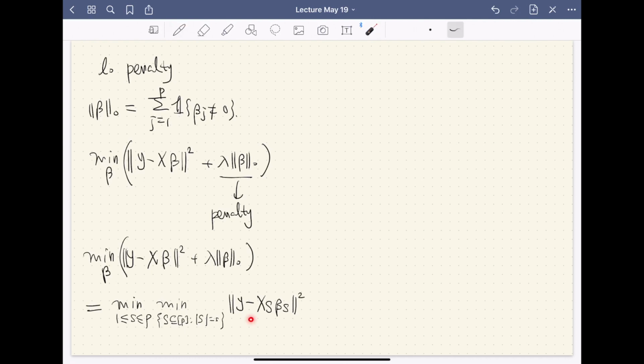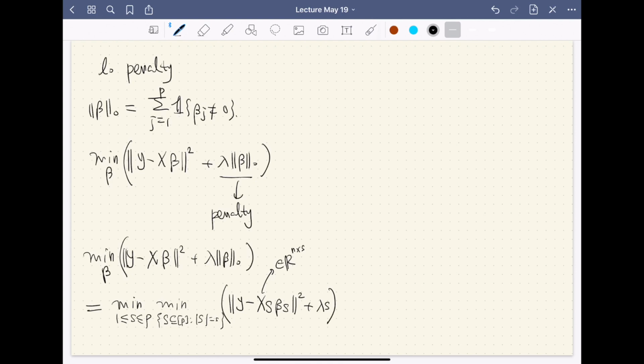The notation X sub S means a design matrix of size n by small s, where the columns are from the subset S, right? You throw away other columns, just keep all the columns in the subset. And this notation means you throw away other coordinates in the complement set of S, right? You just use the subvector, plus lambda times S.